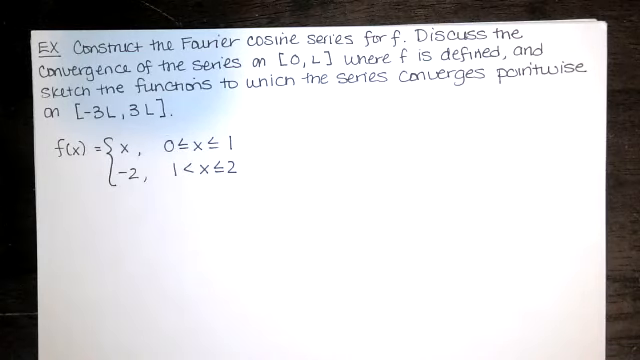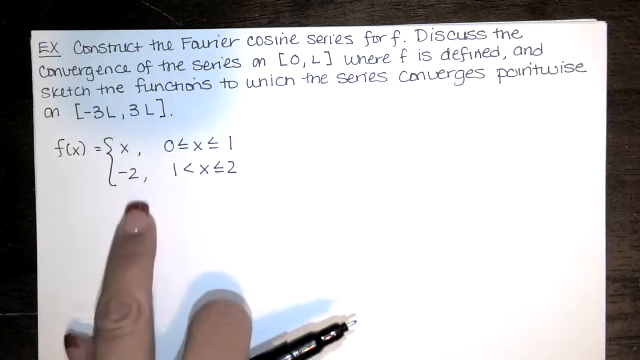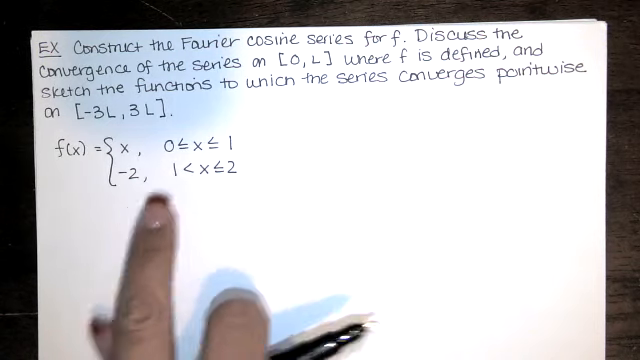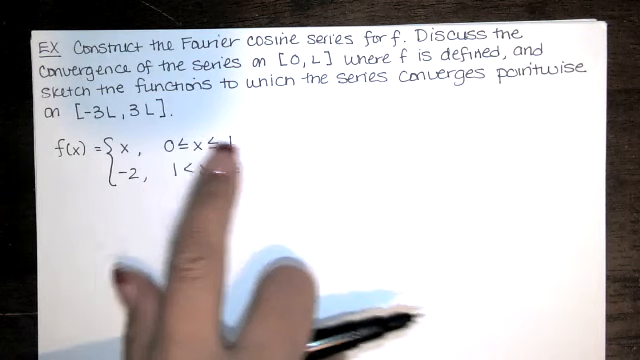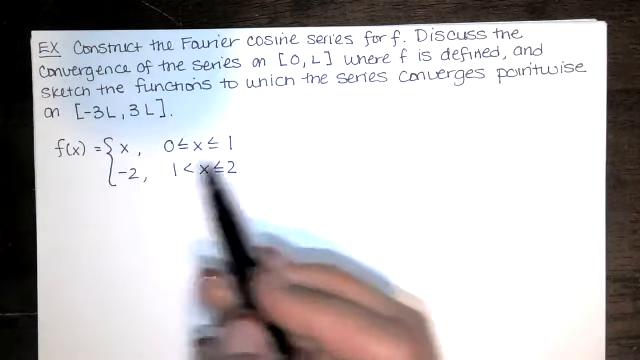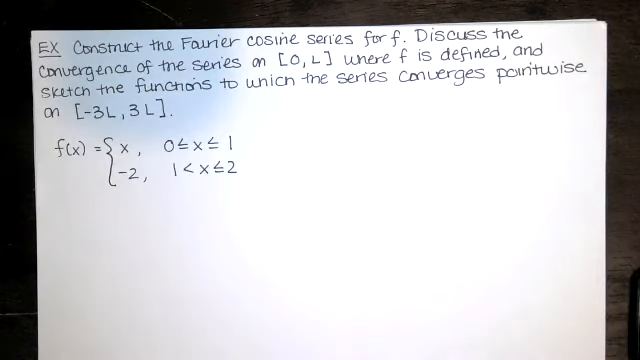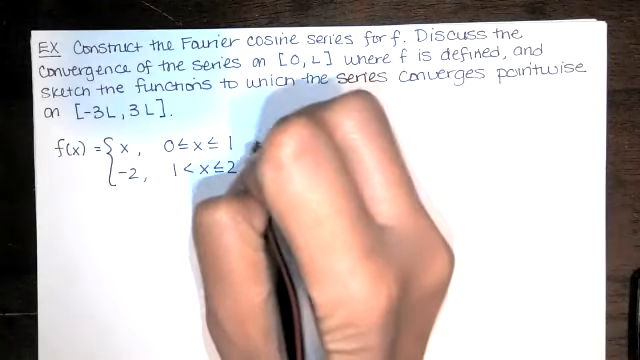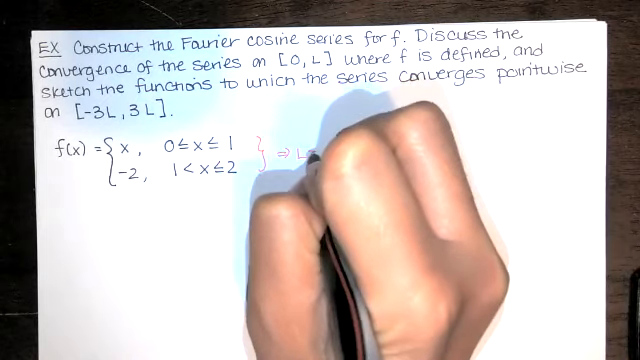Our problem statement says, construct the Fourier cosine series for f, discuss the convergence of the series on the interval from 0 to L where f is defined, and sketch the functions to which the series converges pointwise on the interval from -3L to 3L. We're using this piecewise function f. We see that it's defined from 0 to 1 and then from 1 to 2. So the entire function is defined on the interval from 0 to 2. So that tells us that L is equal to 2.